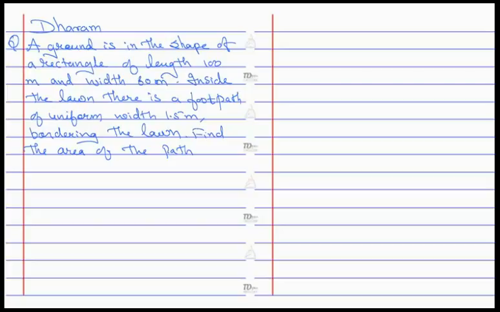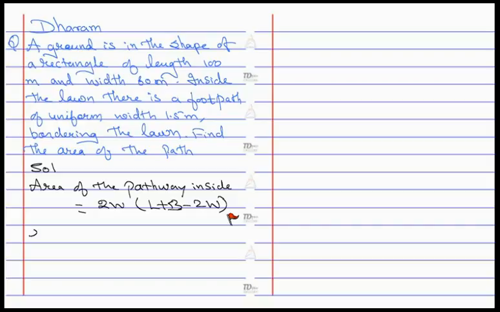Solution. Since we know that the area of the pathway inside the rectangle is given by the formula 2W(L + B - 2W), where L is the length of the rectangle, B is the breadth of the rectangle, and W is the width of the path.